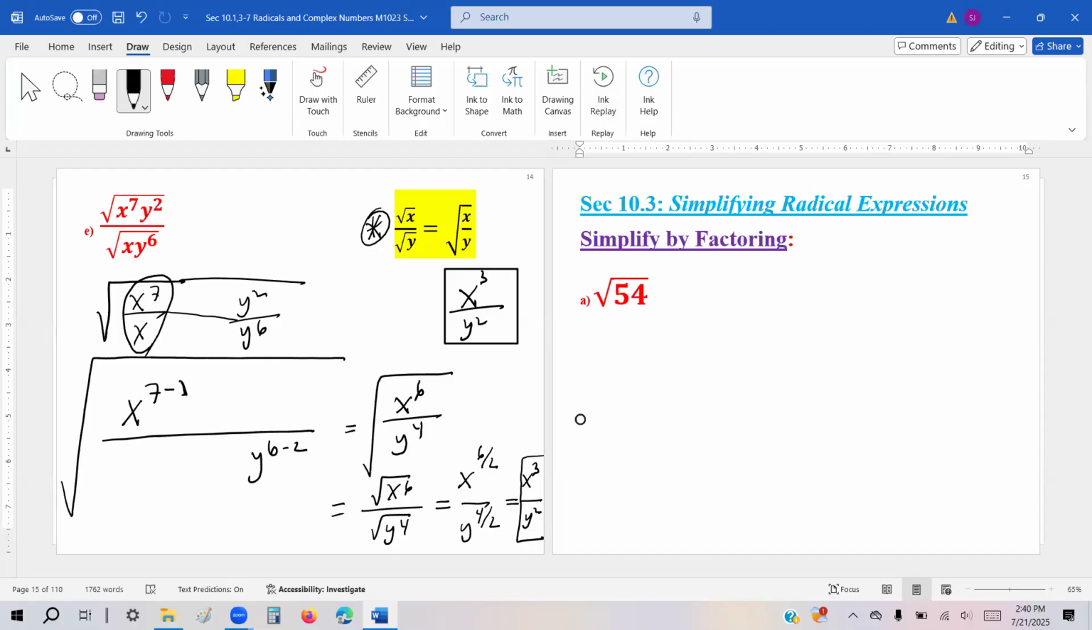Okay, section 10.3. But any question on 10.1? Now, whatever we did in 10.1, we're going to do the exact same thing in 10.3. The only difference is the numbers are not perfect. So since the numbers are not perfect, we have to split them. So you're going to have one number outside the radical and one number inside the radical.